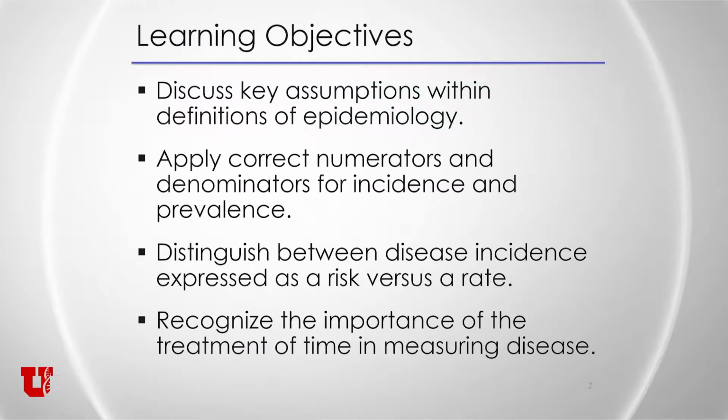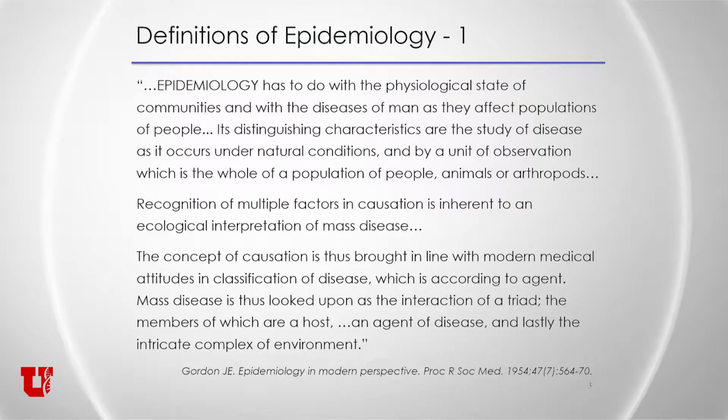But first, the overall objectives for this module are that students will be able to discuss key assumptions within definitions of epidemiology. They'll be able to apply correct numerators and denominators for incidence and prevalence, be able to distinguish between disease incidence expressed as a risk versus a rate, and be able to recognize the importance of the treatment of time in measuring disease. So starting with definitions of epidemiology.